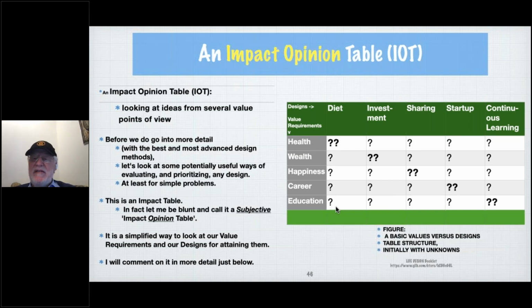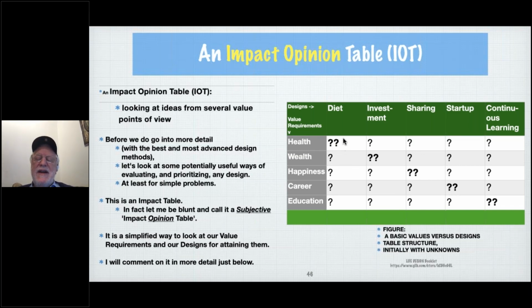Now, asking about side effects is good engineering practice. Good engineers ask about side effects of their designs. And I am teaching engineering design here, in case you wondered. So the table sort of forces the issue.